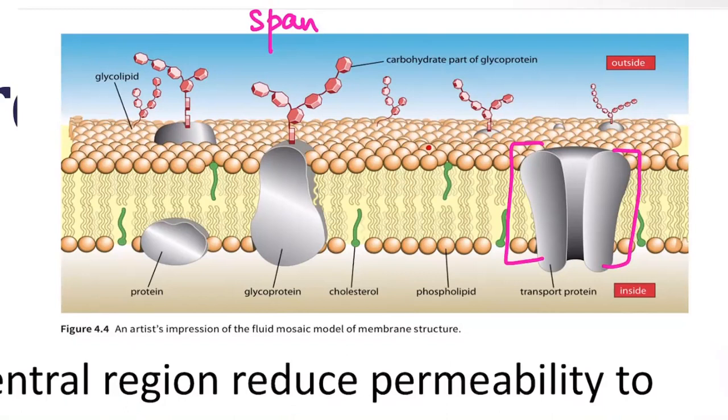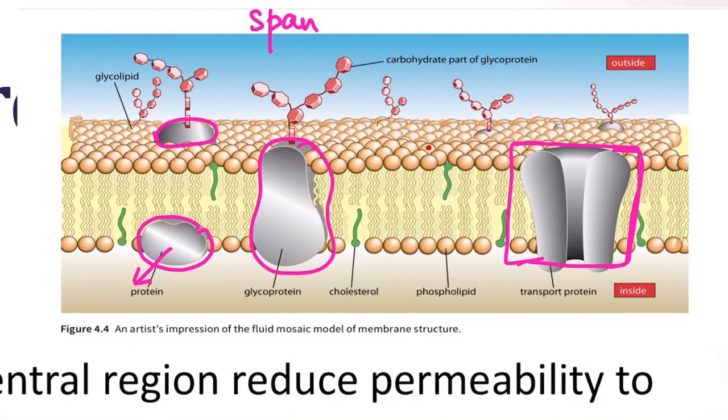For example, look, how many proteins can you see here? There is this protein which is completely covering the phospholipid bilayer. This protein is not covering. It's only found on the inner part of the phospholipid bilayer. This protein is found on the outer part. This one spans completely. Okay? Now do you understand?